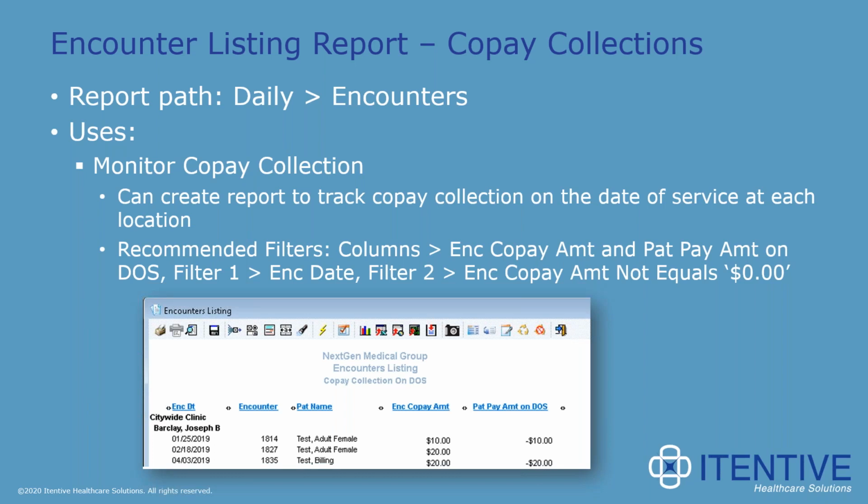To view the copay that was intended to be collected versus what was actually collected, you can add the encounter copay amount column and also the patient paid amount on date of service column. Then on that Filter 1 tab, you can narrow down this report, and I typically recommend filtering by encounter date. And then finally, we want to weed out any encounters where a copay was not required, because obviously we're not worried about those. So we can set that encounter copay amount field to not equal $0. We only want to see those where a copay was required.